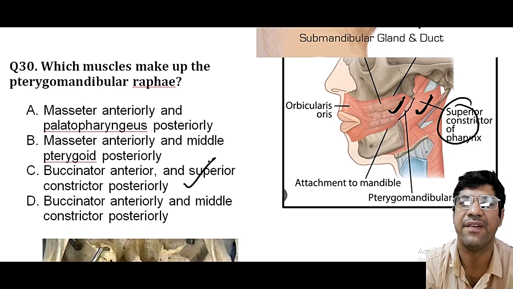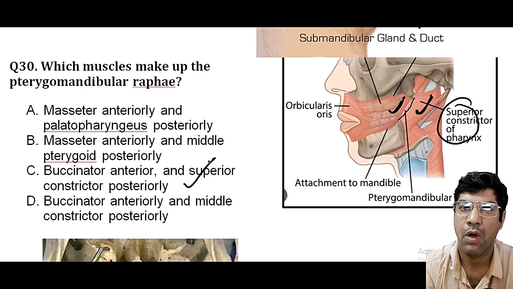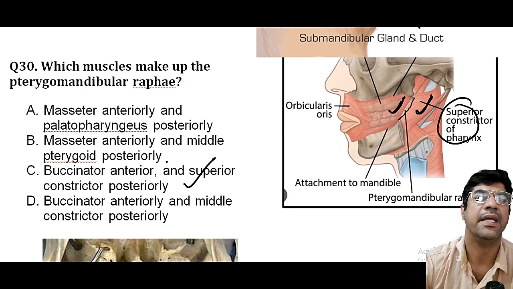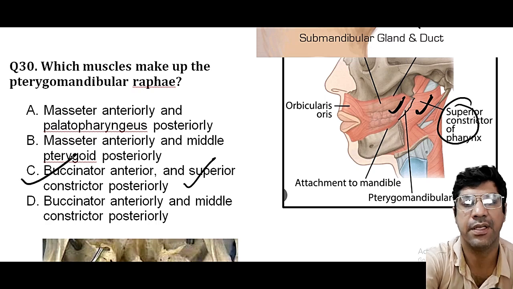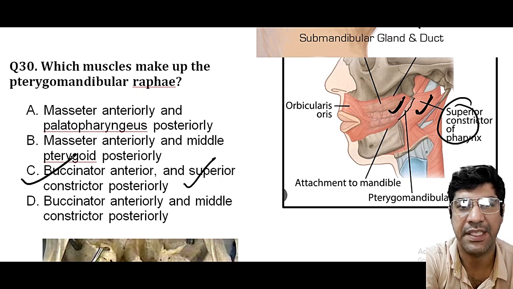Remember this raphe is attached above to the pterygoid hamulus and below to the posterior end of the mylohyoid line of the mandible. So your answer here is C. Mark answer choice as C.